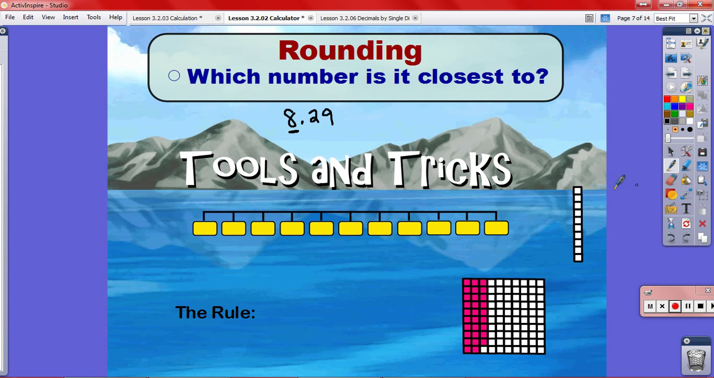That determines which way you round. So if I'm looking at 29 hundredths, if it's less shaded in, I round down. If it's more shaded in, I round up. So this is 8 and 29 hundredths.